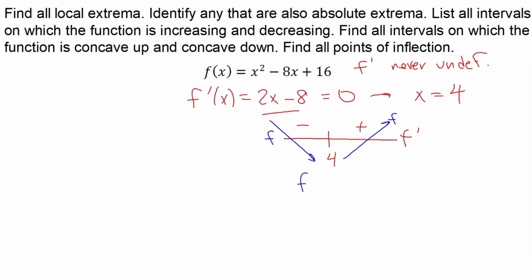In fact, let's just find f of 4 right now so that we've already taken care of that. F of 4 ought to be 4 squared, minus 8 times 4, which would be minus 32, plus another 16. Right, so f of 4 is just going to equal 0. So we've kind of taken care of that.